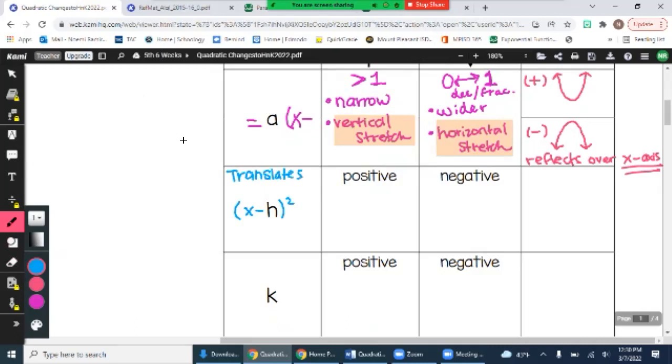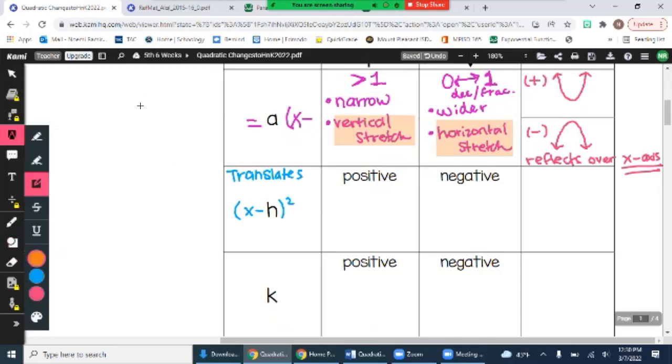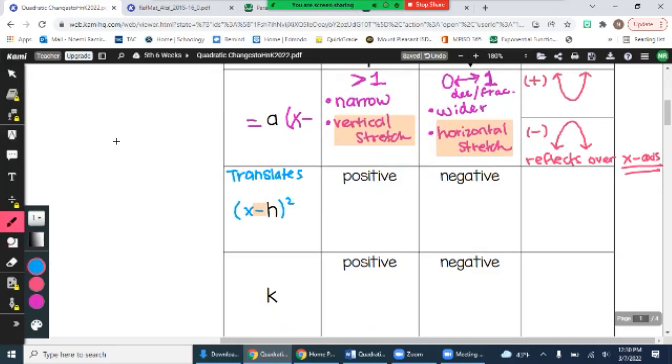And we will figure out what two directions it translates to. One of the hardest things for our students to understand is that this minus sign already belongs to the formula. It belongs to the vertex form of the equation. So you have to think about it as the opposite.